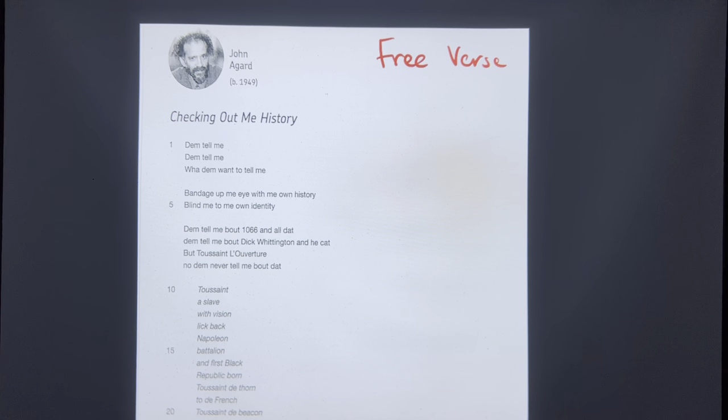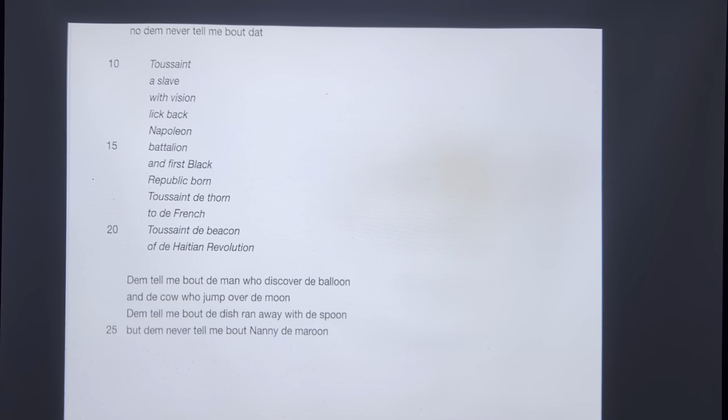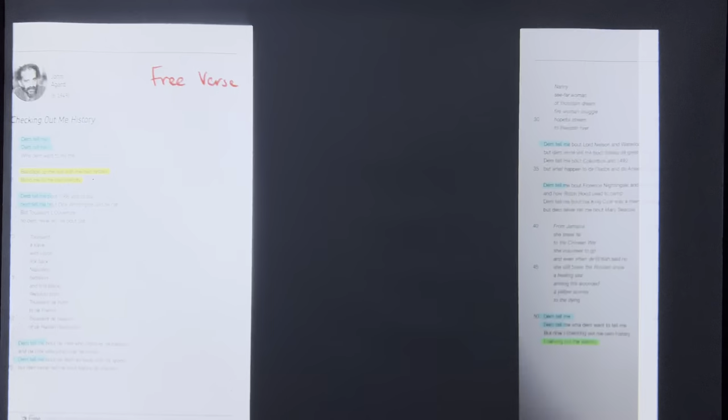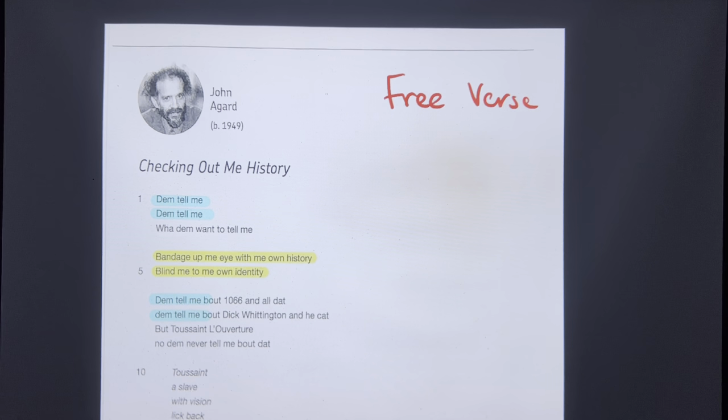Now, let's focus, guys. "Bandage up me eye with me own history, blind me to me own identity." That is quote number one that we shall be focusing on. The repetition of "dem tell me," and it continues throughout the entire poem. "I'm carving out my own identity." All right, yes, this is a free verse poem.